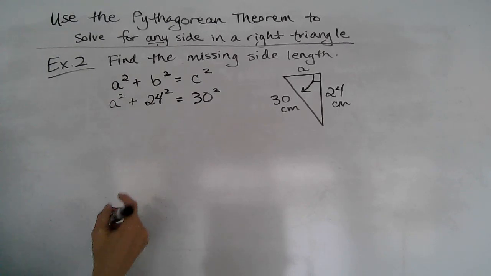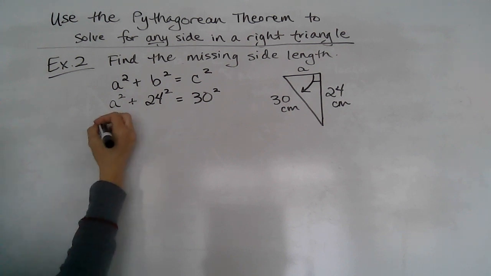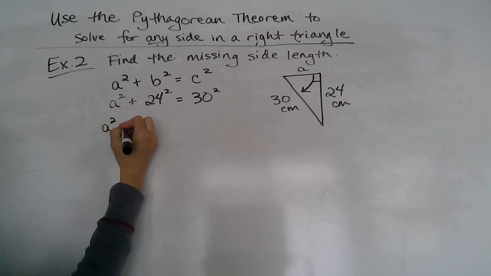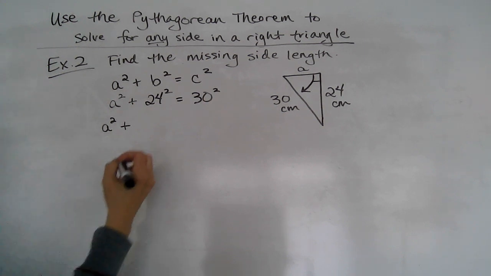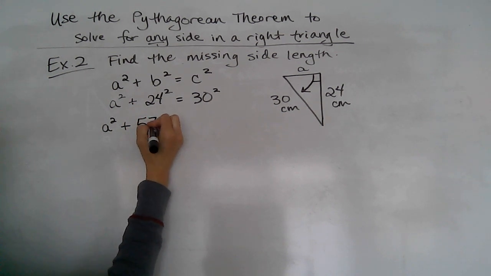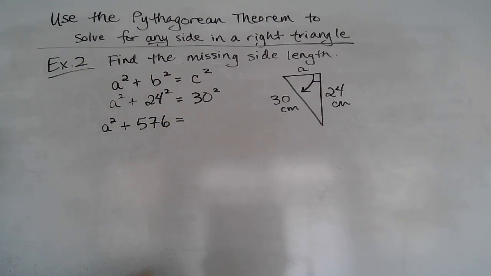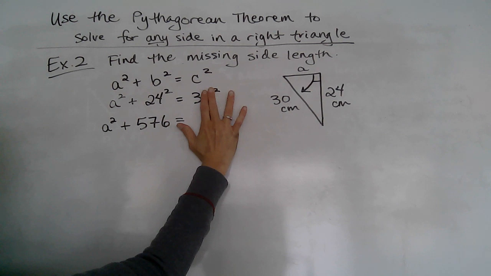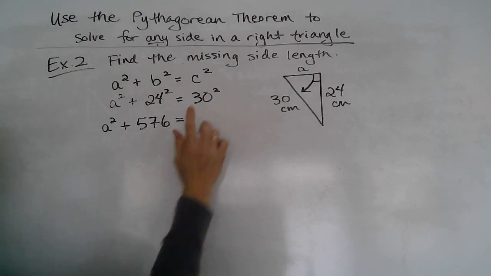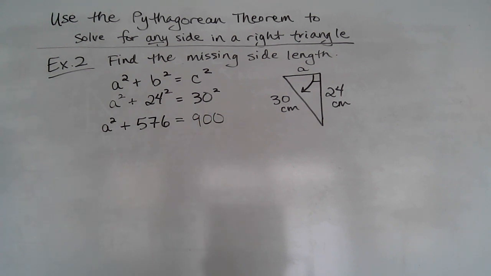So let's go ahead and simplify by squaring our values that we have in for B and C. A is still just going to stay A, so we have A squared. 24 squared is 576. You can use a calculator to find that out, or you can do it by hand. Either way. 30 squared is one I wouldn't think you should use a calculator for, only because 3 squared gives you 9, and then you have 2 zeros after it, so 900. Kind of a nice one.